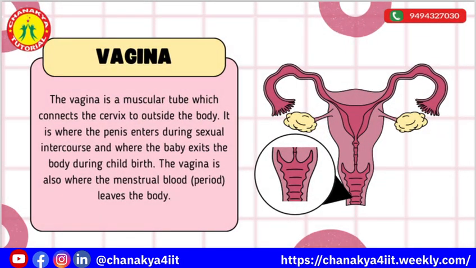Vagina. The vagina is a muscular tube which connects the cervix to outside the body. It is where the penis enters during sexual intercourse and where the baby exits the body during childbirth. The vagina is also where the menstrual blood, period, leaves the body.